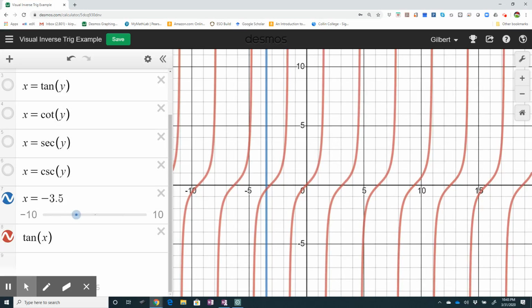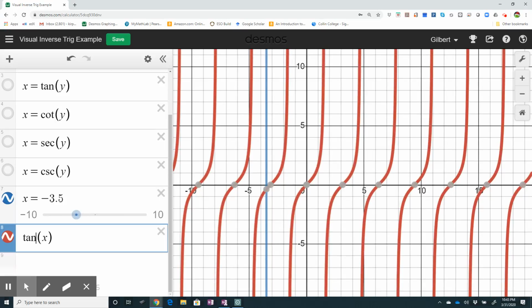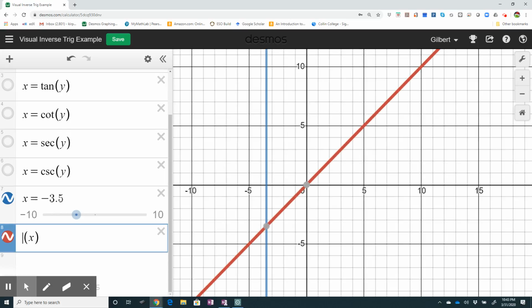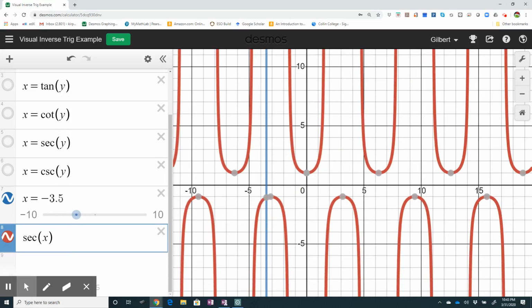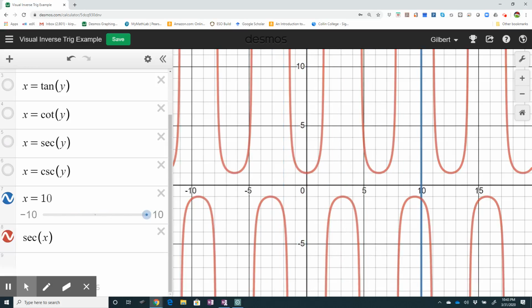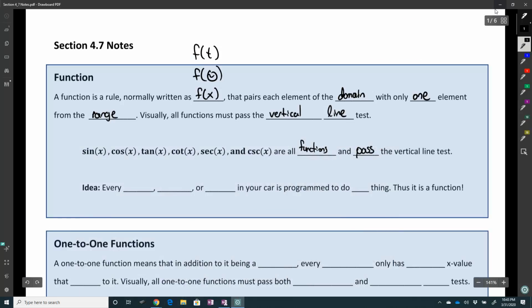Anyway, cotangent looks the same. And then you have cosecant. And so secant, again, it passes the vertical line test. So all those are functions. They all pass the vertical line test.